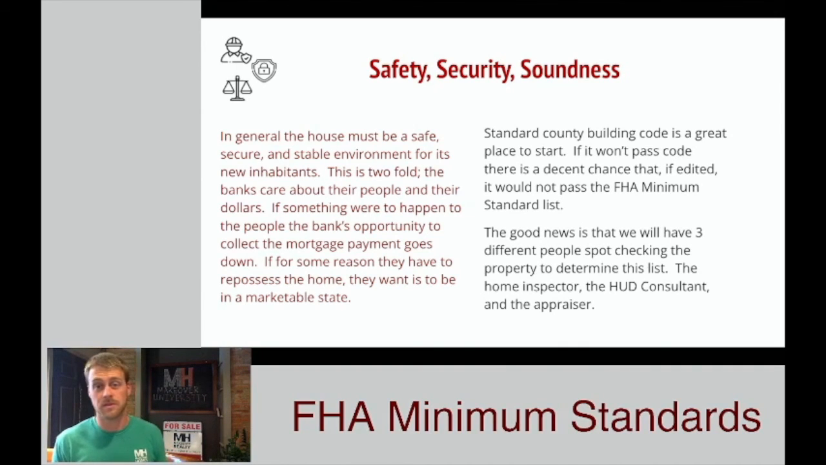One good place to start with this is just your local code enforcement. If it doesn't pass code, more than likely it's going to be a safety, security, or soundness concern of some kind. Again, the inspector, the realtor, the HUD consultant, and maybe the appraiser are all going to get eyes on this thing and are going to be able to help you guys and the client put together a good list of those minimums. It's just going to be your job to make sure that everything is on that bid, laid out, and we're going to get all of those tackled before the project is done.